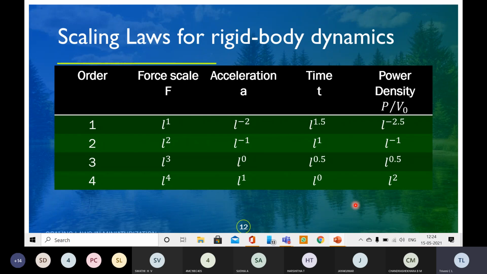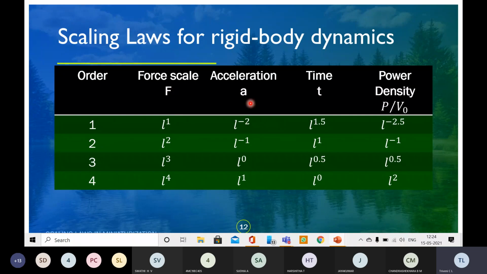So here it is, right? Here it is when you go for the order levels here. So order level 1, 2, 3, 4. So this will be the force F value, right? This will be the acceleration value, and this will be the time value, and this will be the power density value. So if you take for order 1, right, these are the parameter values, and if you take it for order 2, these are the values here. So this value in terms of linear scale you can calculate. So these are the scaling laws, right? These are the scaling laws here, and for the rigid body dynamics you can see it in this table here. So this will be used for design process, right?